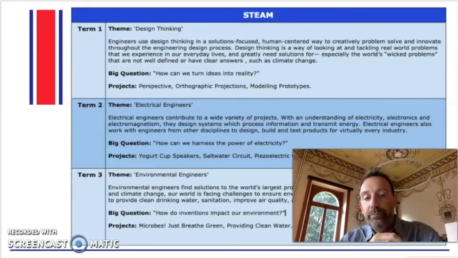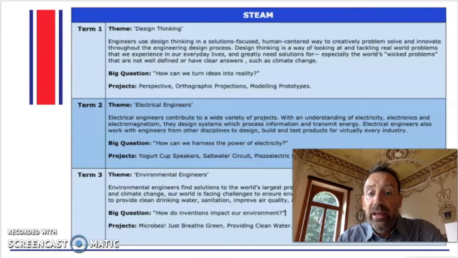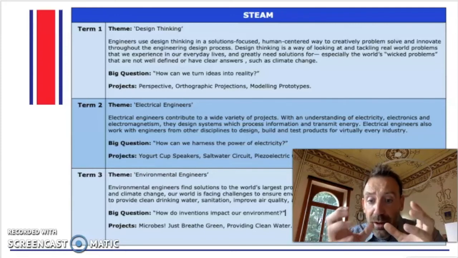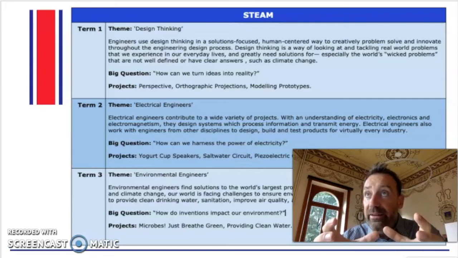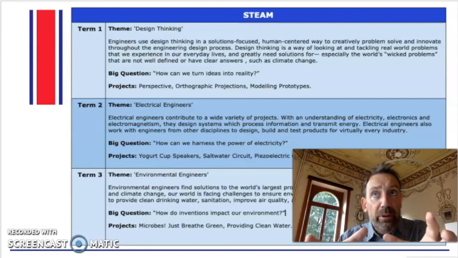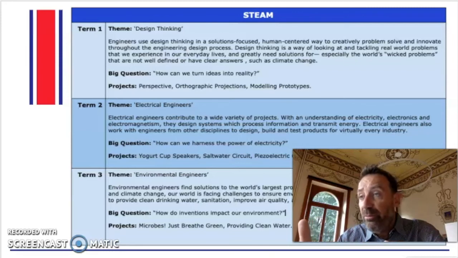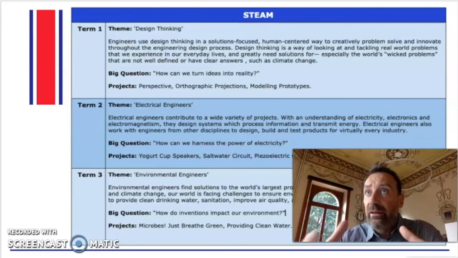So in term 1, the theme is design thinking, and we're looking at the big question: how can we turn ideas into reality? So we'll be doing lots of formal drawing techniques, using perspective drawing and orthographic projection drawing, so we can really show and demonstrate our ideas for real world problems. We'll then be looking at how we can build prototypes and various modeling techniques, including computerized modeling, card modeling, and various other forms.